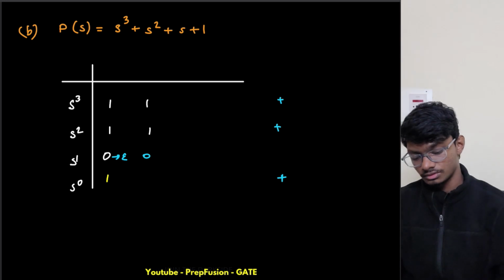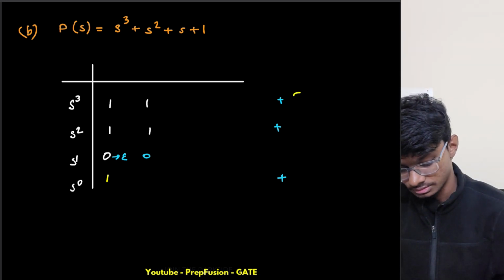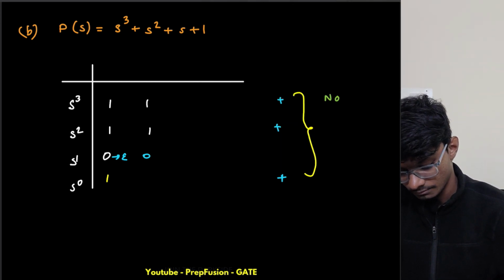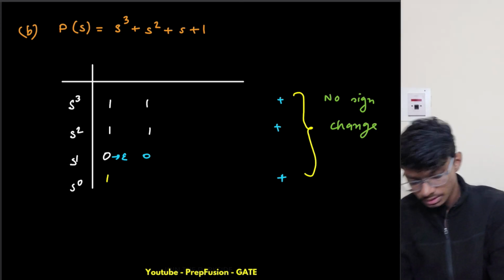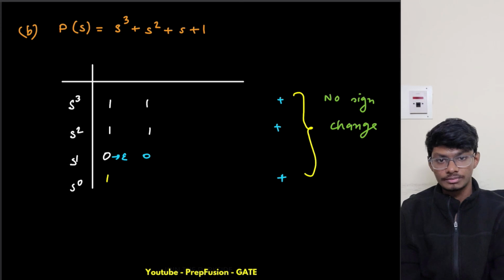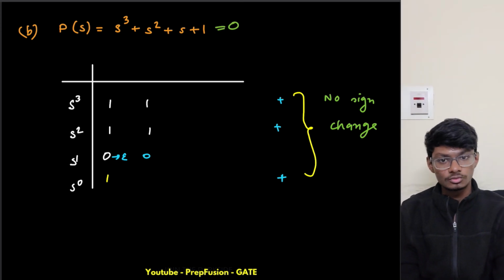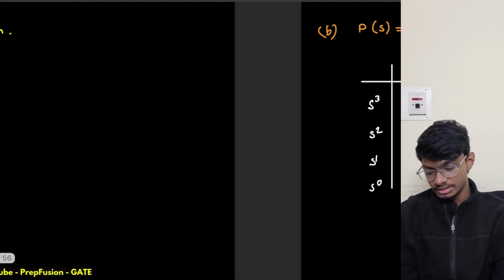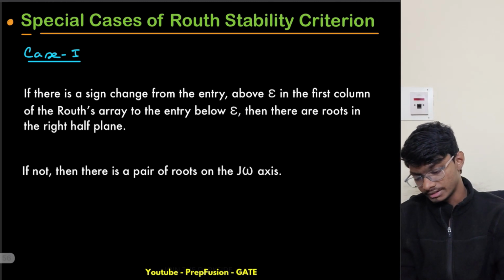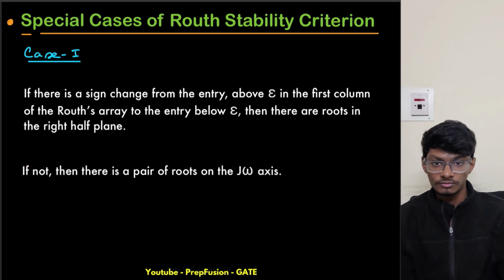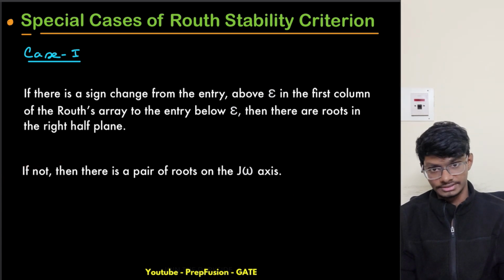So what do I see? There is no sign change, right? No sign change, no sign change, okay, there is no sign change, right? So yeah, this is basically my polynomial. This should be equal to 0, okay. So if there is no sign change, what does that mean? As I told you in the key point, in the rule, if there is no sign change, then there will be a pair of roots which will lie on the j omega axis.